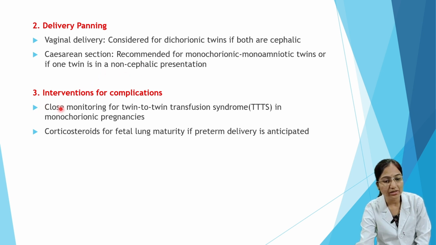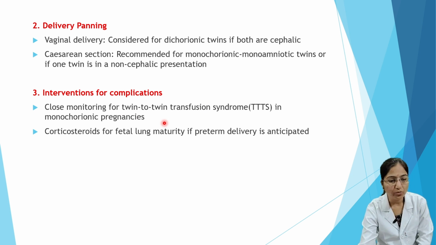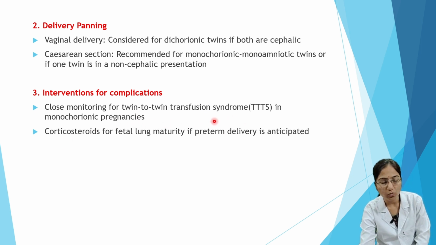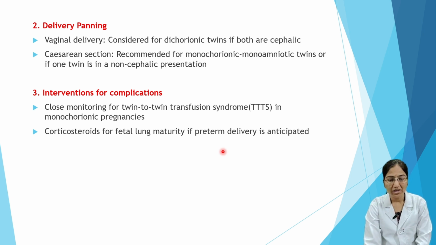We'll see the third one, interventions for complications. Okay, close monitoring for twin-to-twin transfusion syndrome in monochorionic pregnancies. We have to monitor for the syndrome. And then also corticosteroids for fetal lung maturity if preterm delivery is anticipated. Corticosteroids have to be given for fetal lung maturity if delivery is preterm.